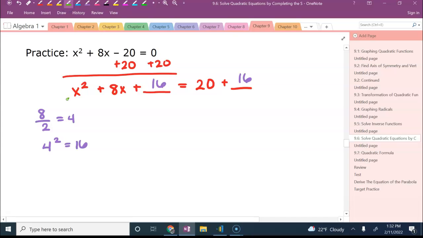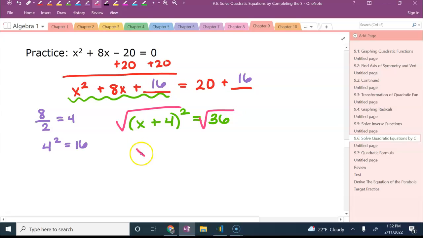To rewrite this left-hand side, you're going to have x plus 4 squared. And then over here you have 20 plus 16, which would be 36. Now we square root both sides. So on the left, you're left with x plus 4, and then equals positive or negative 6. The square root of 36 would be 6. So setting up our two equations, we'll have x plus 4 equals positive 6, and x plus 4 equals negative 6.